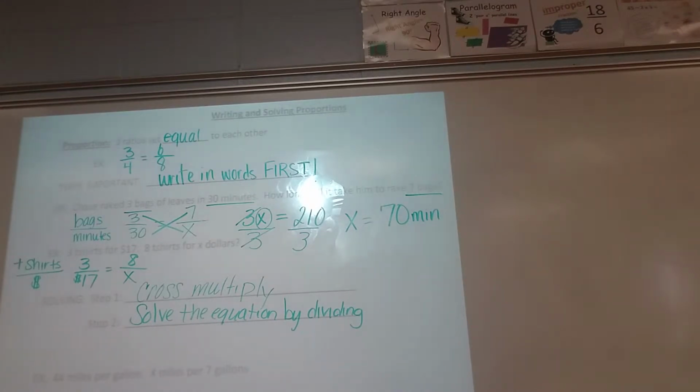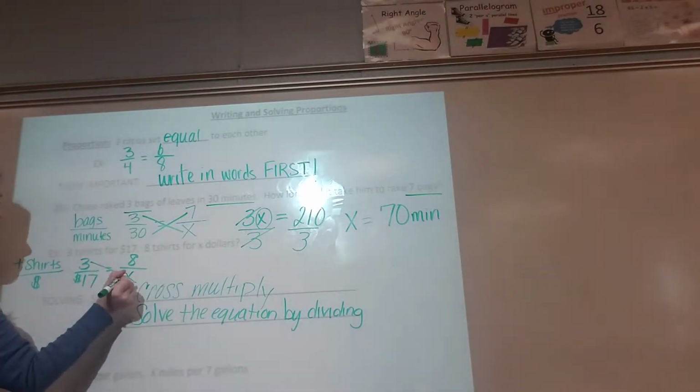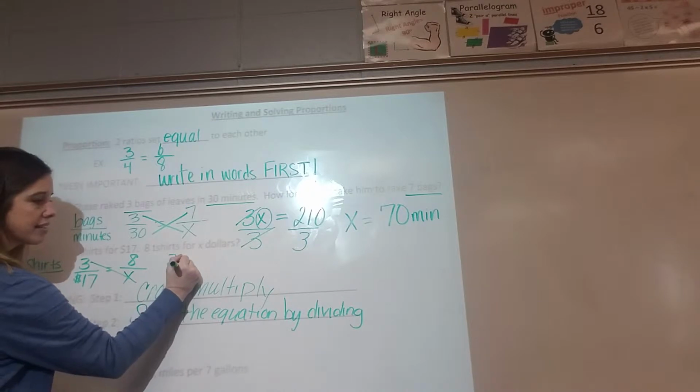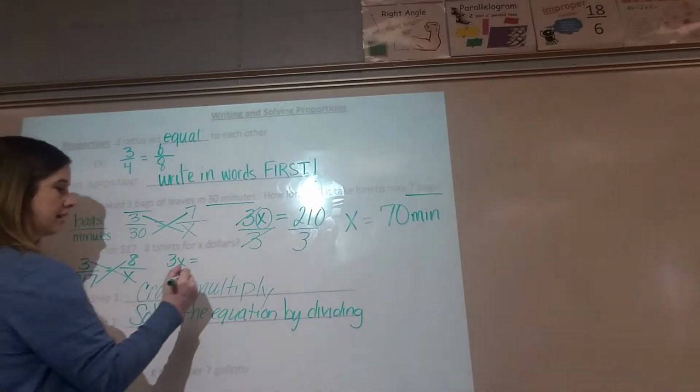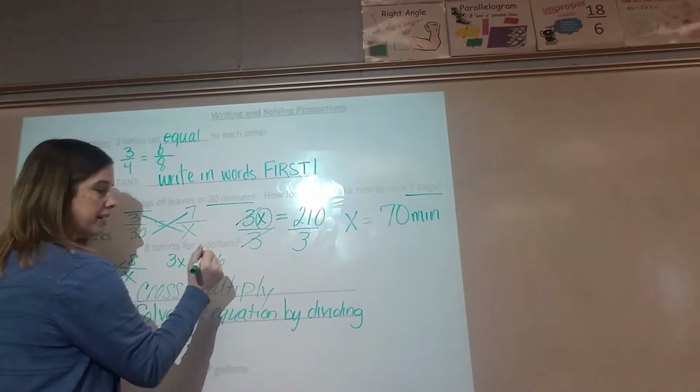Okay? So our first step to solve this proportion, because we can't really do this mentally. There's not an easy number we can multiply to get 8. So we cross multiply. 3 times X is 3x equals 8 times 17. You can use your calculator. 136. So we did step 1.